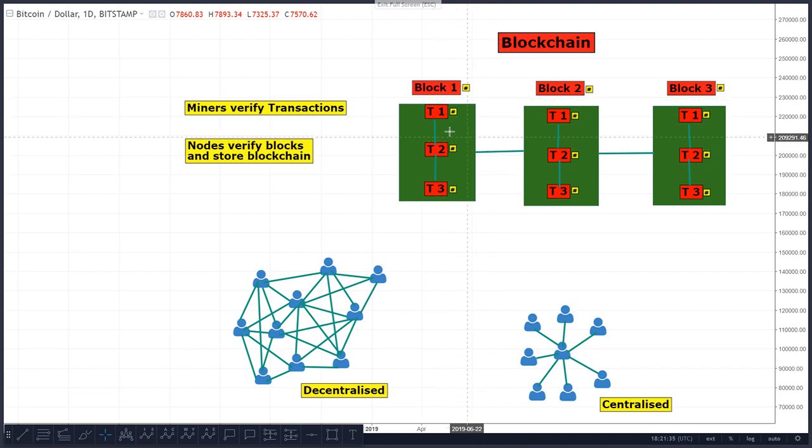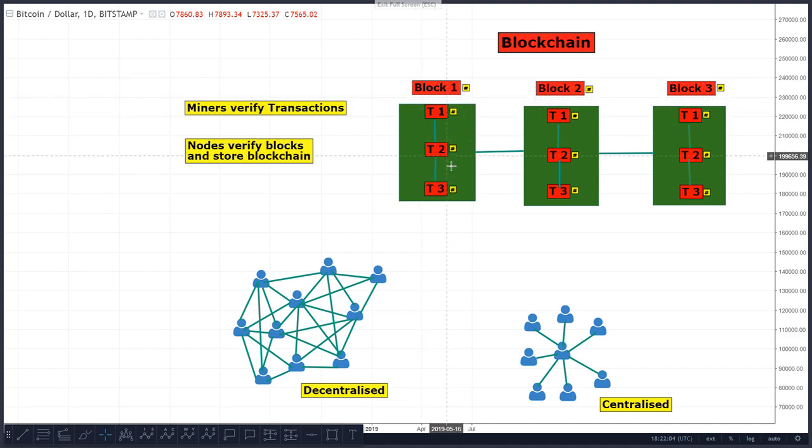Now, the means by which these hash codes are created, it's using something called cryptography, which is essentially the study of code. It uses mathematical equations to come up with these hash codes, and as I say, it requires powerful computers to come up with this. And these powerful computers are what we call the miners. So the miners are verifying these transactions, creating a sequence, and then once a sequence is created, it forms what we call a block.